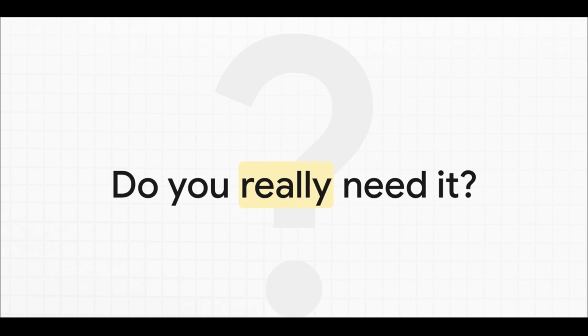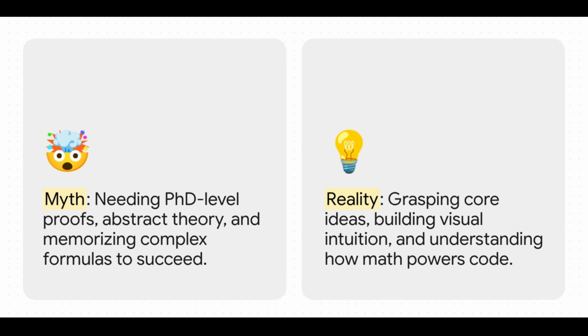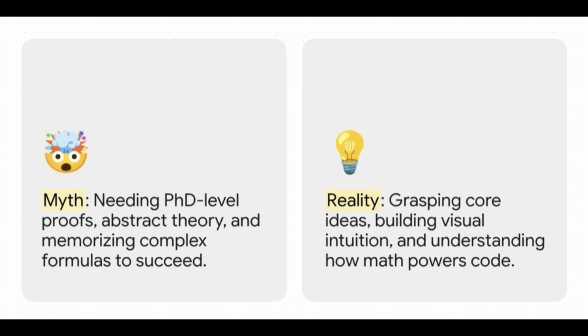The idea that you need to be a math genius is probably the biggest myth in the entire field, and it's holding people back. The reality is, it's much more about intuition. You see, here's the great divide. The myth is you need to be wrestling with these dense PhD level proofs and memorizing 1,000 formulas, but in reality, what you actually need to be a great AI engineer is a feel for the core ideas. It's about building a visual intuition for what's happening under the hood so you can power the code you write.